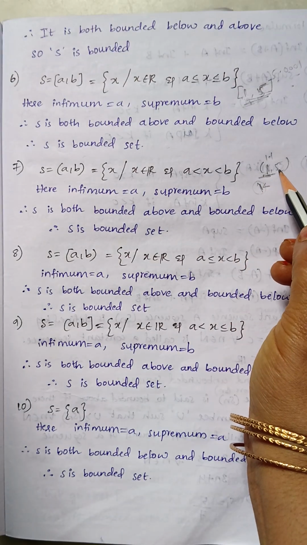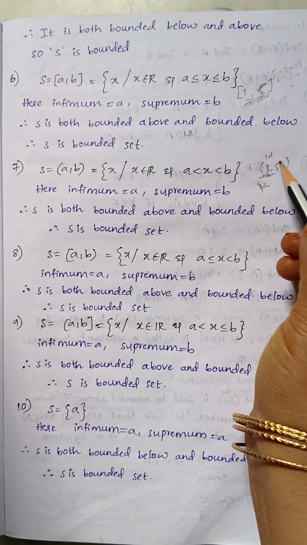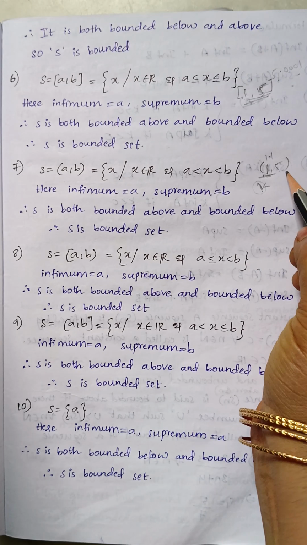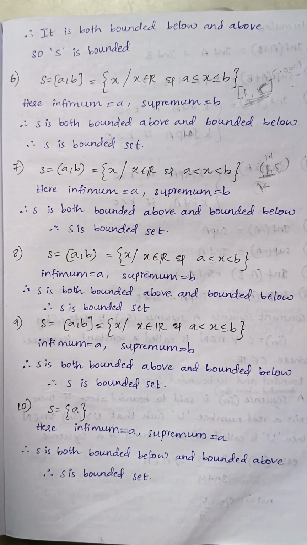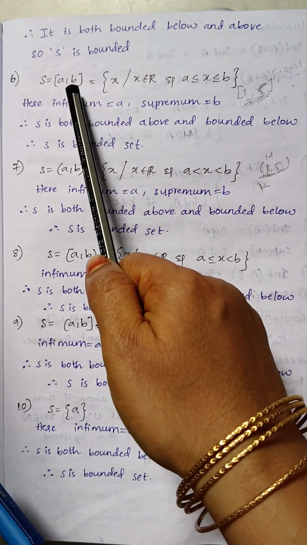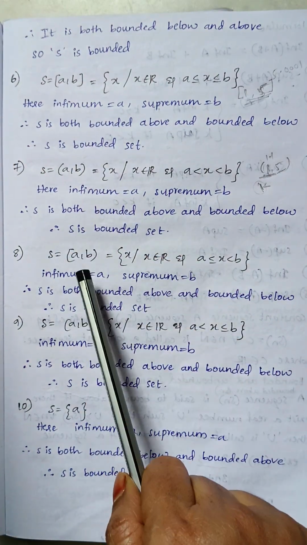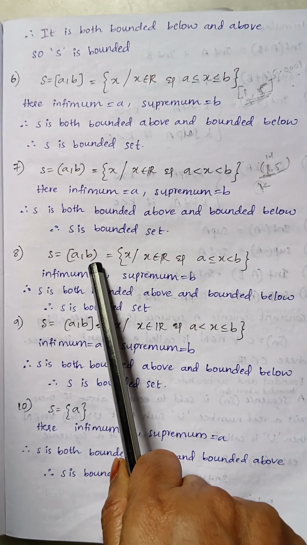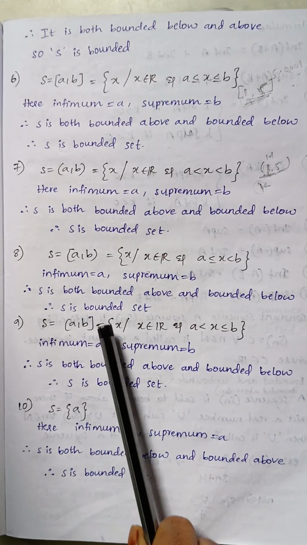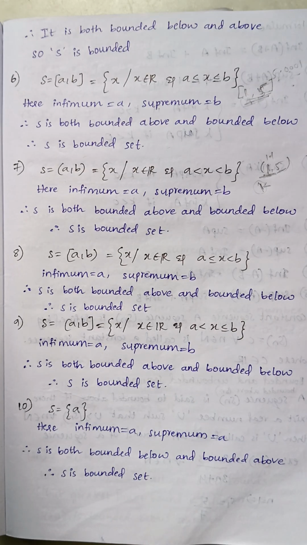At the same time, what is the upper bound here? 5 is greater than all the interval elements. So 5 is an upper bound, and we have more upper bounds, 6, 7 like that, and out of these the least upper bound is 5. So whatever is given, either closed or open or semi-closed, semi-open, whatever you are taking, infimum is A and supremum is B. That's why they are all bounded sets.